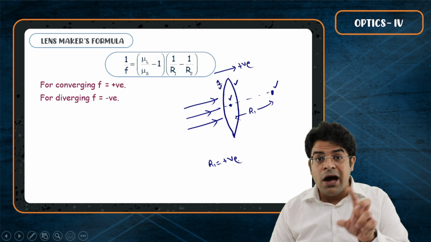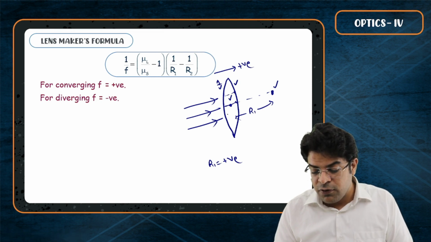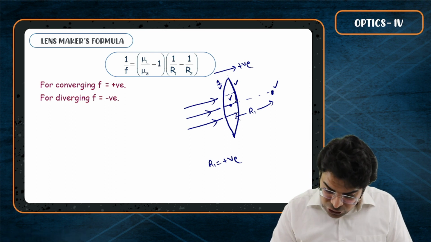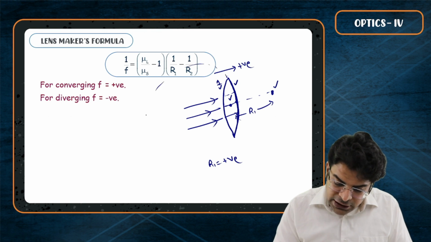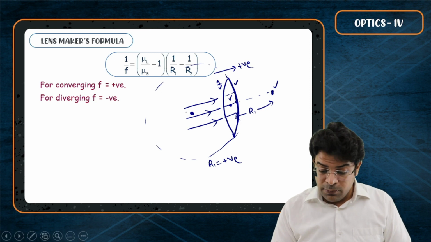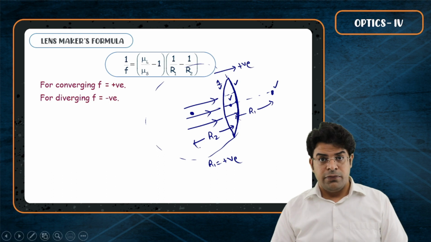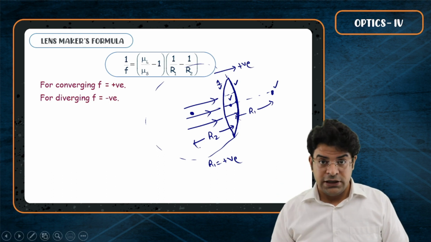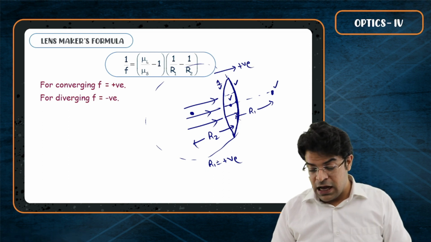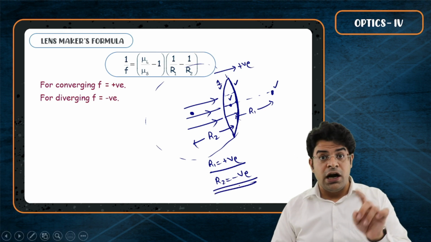Now, kids, what will be R2? When the rays further move, they get refracted from the second surface as well. The second surface can also be assumed to be part of a sphere whose center will be somewhere here. What is R2? The position of the center of the second refracting surface with respect to the optical center. So for the case of biconvex lens, R1 will be positive and R2 will be negative.